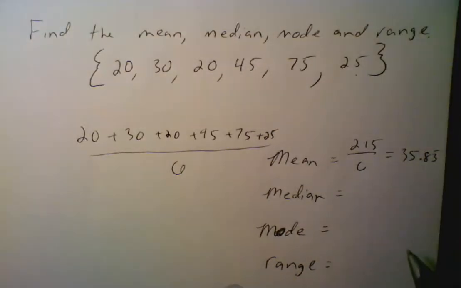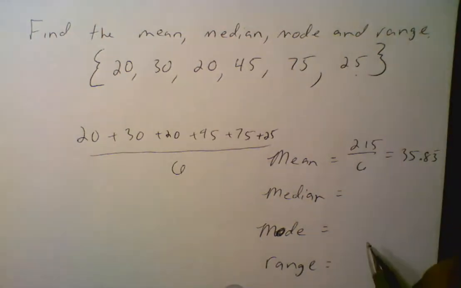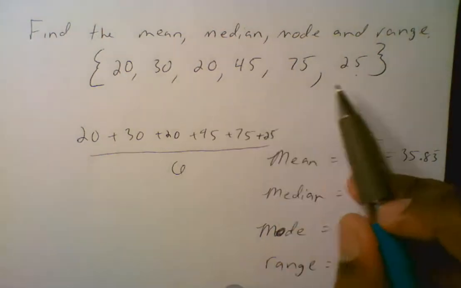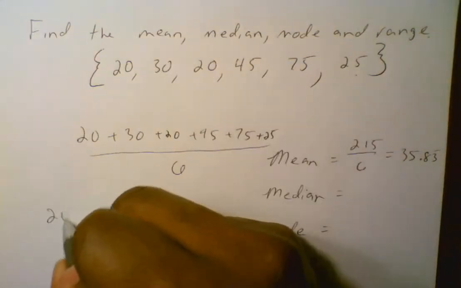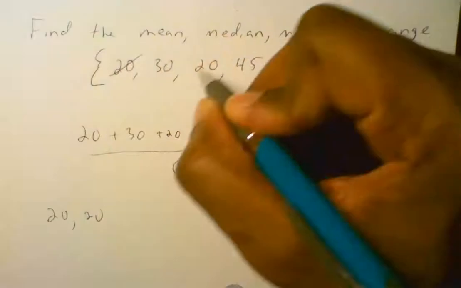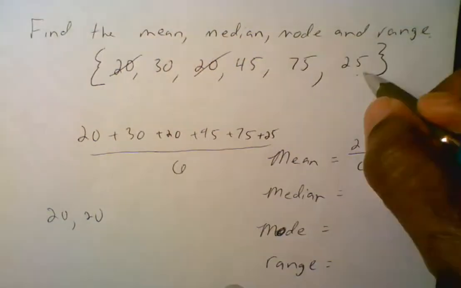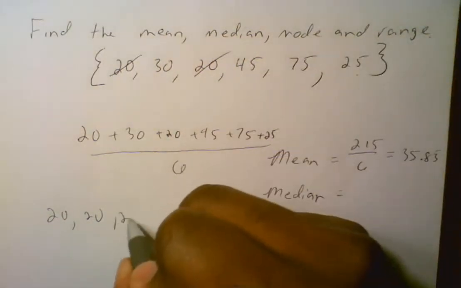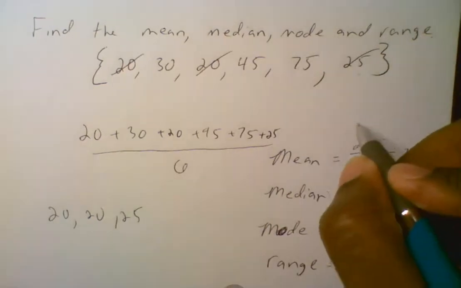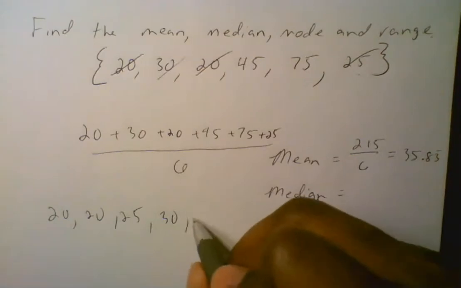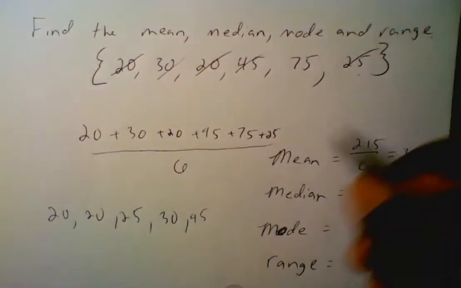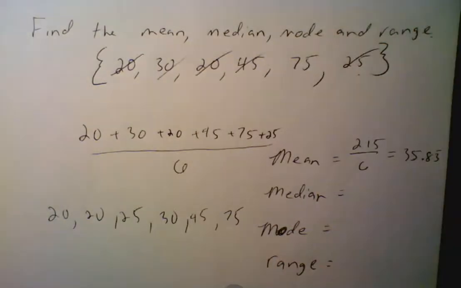My median is the middle number. So again, you have to take these numbers and place them in order. So my smallest number is 20, and they occur twice. So these are used. The next number up is 25. The next number up is 30. And then 45. And then 75. So now I can find my median, which is the middle number.